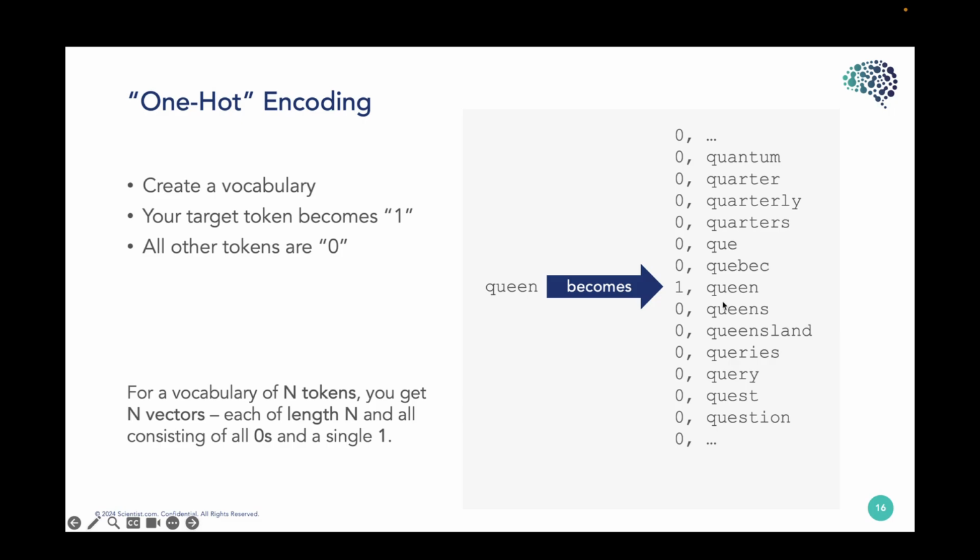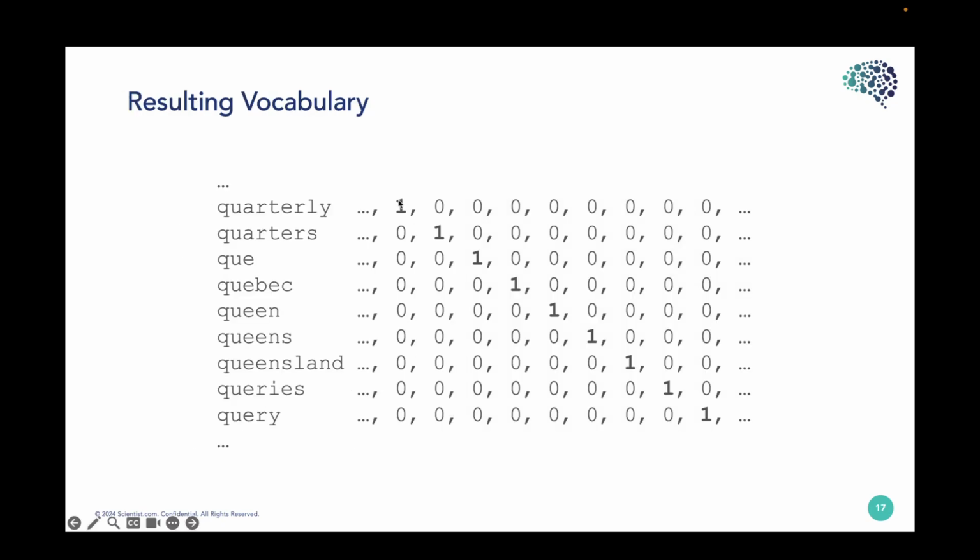And somewhere in the middle, you're going to have queen, and it's going to be a bunch of zeros until you get to the position for queen. That's going to be a 1, and then you're going to have a bunch of zeros after that. And what you're left with is a list of 500,000 encoded words. Each word is a list of 500,000 numbers, all of which are 0, except for a single position, which is 1 in each one.